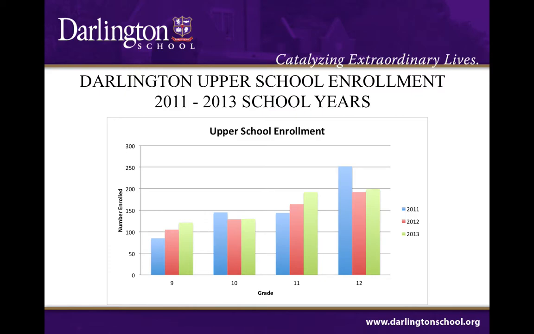So first, let's look at our enrollment. Our total upper school enrollment, we're going to look at the years 2011, 12, and 13. So basically, we're looking at ninth grade being between 100 and 150, and we've kept that level. 12th grade in 2011 was a little bit higher, and we're looking at the trends going up.